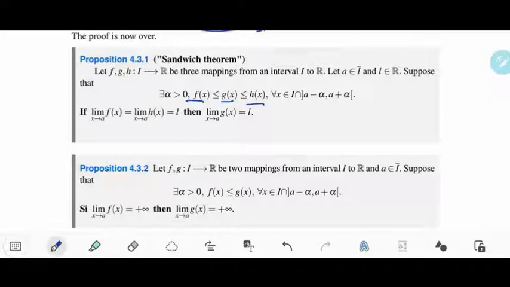Also, we can prove that if we have two mappings f and g such that f of x is less than g of x for any x in a neighborhood of a point a, then if the limit of f is equal to infinity, so the smaller function, then the limit of the greater function g of x is equal to plus infinity as well. So you cannot have the smaller function going to plus infinity and the greater function going to a finite limit.